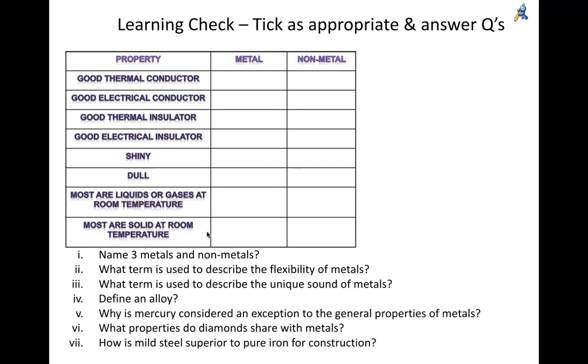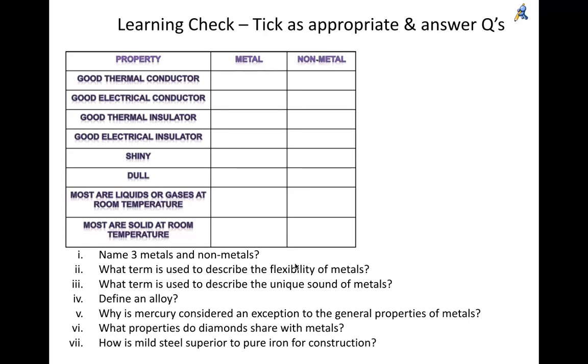metals. Name three metals and non-metals. The three metals you could mention would be steel, iron, and lithium. They're all metals. The non-metals, you could mention wood, neon, argon. You could mention a molecule, a substance, or an element.